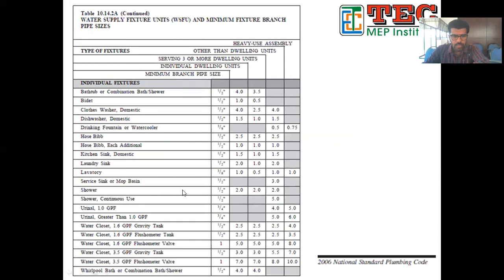The fixture unit of shower is 2. Individual dwelling units is 2. The fixture unit of water closet is 2.5. Okay. So from the node DE, the water is supplied to this shower and water closet. So if you need to find the diameter of that line DE, you have to add both fixture units. 2 plus 2.5 is 4.5. So with respect to 4.5, you have to find out what is the pipe size.